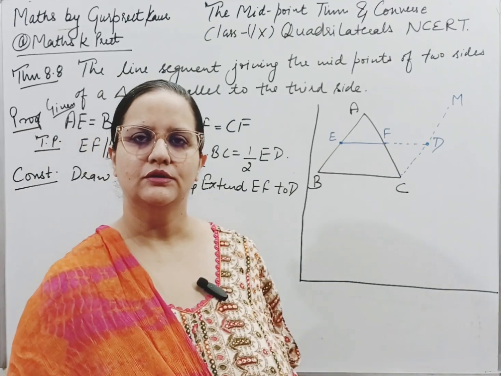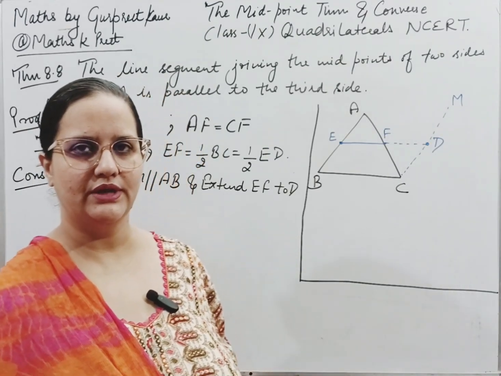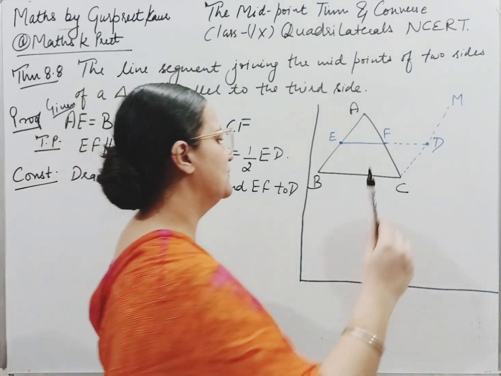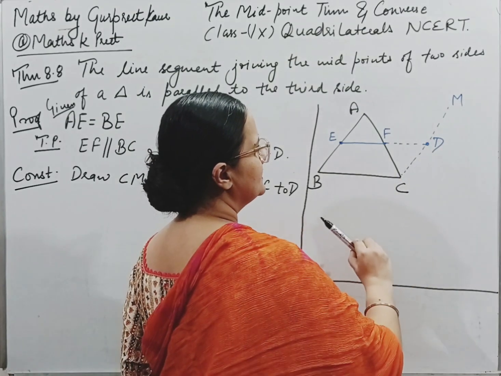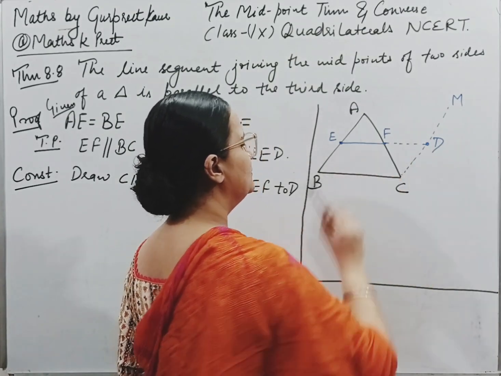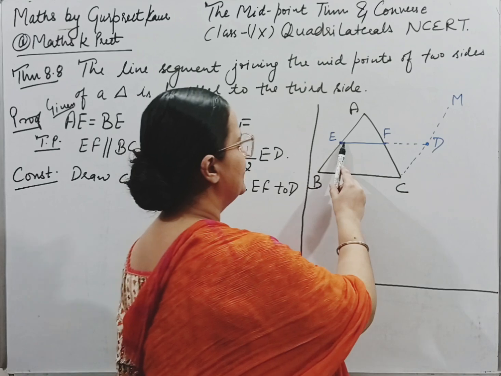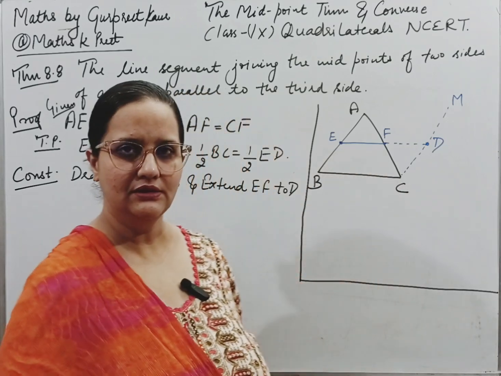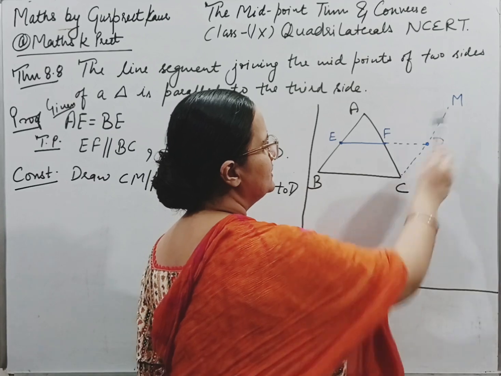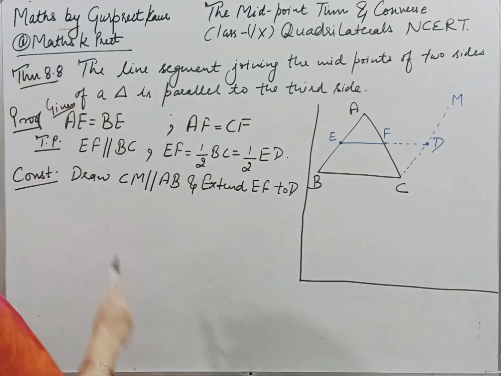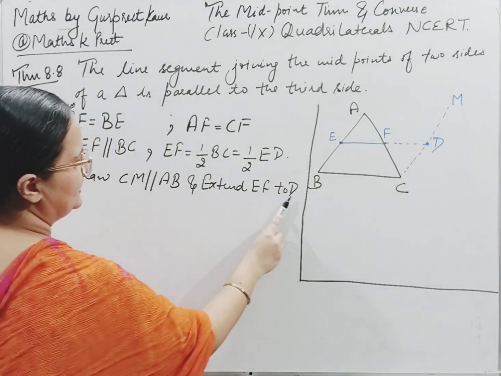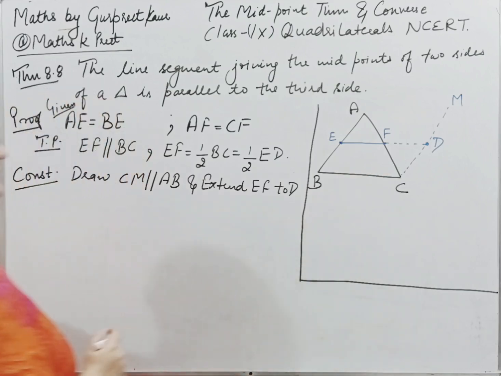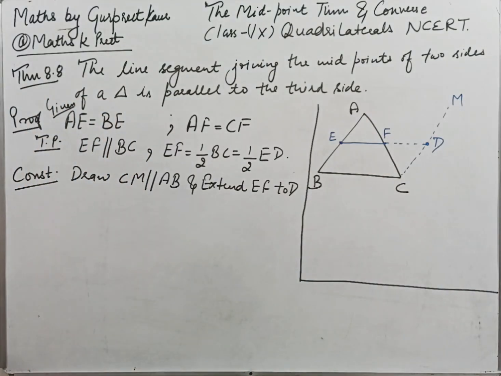Okay. To perform the proof of this theorem, we have to do some construction. Construction is what? We will draw the line CM parallel to AB, and here we have to extend this line segment EF, joining the midpoints of the two sides of the triangle, to the point D on CM. Fine, this is the construction here. Draw CM parallel to AB and extend EF to point D. Let's see what we have to do further.